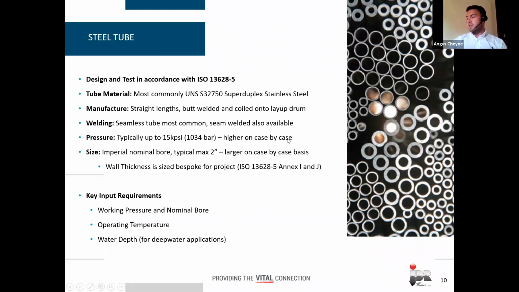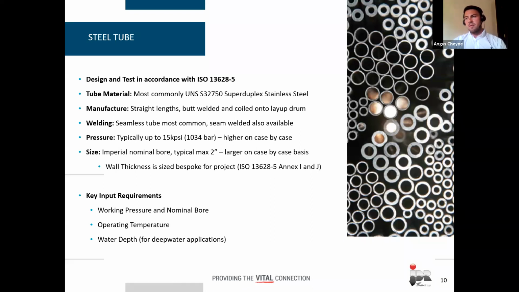So the main alternative to thermoplastic hoses would be a steel tube. Most commonly, the tube material is UNS S32750 super duplex. However, there are other materials that are used depending on the project requirements.